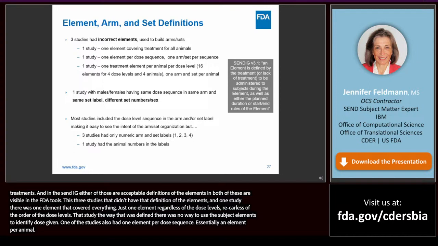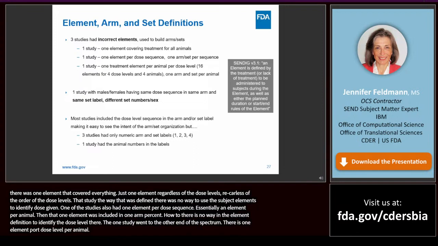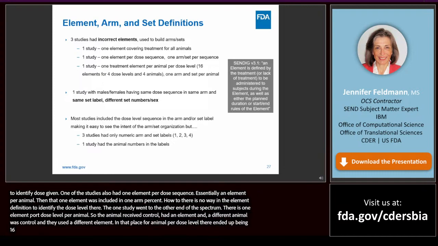The one study kind of went to the other end of the spectrum. There was one element per dose level per animal. So an animal received control, it had an element, a different animal receiving control actually used a different element. So in that case, for animals, for dose levels, there ended up being 16 elements. That didn't allow the dose levels to be aligned across animals, and that study wasn't usable.